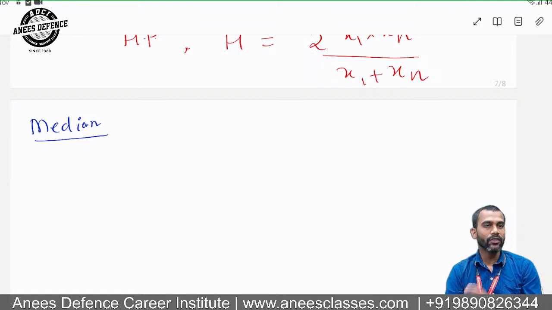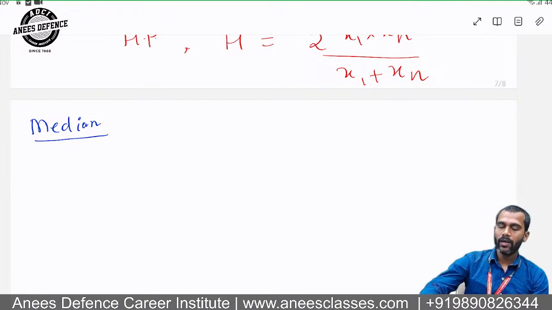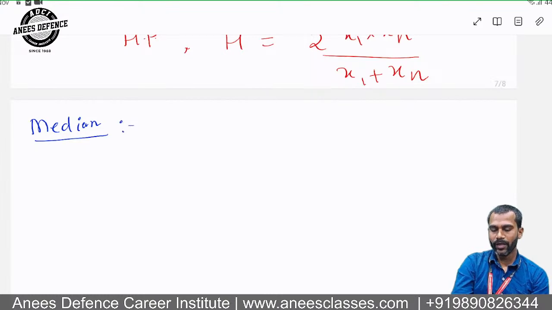If the middle two values are the same, that is sufficient. Yes or no? If 2 and 2, what is the arithmetic mean of 2 and 2? 2 only. So this statement is not always true. Yes or no? Okay. And see, so what is the median? What is the meaning of median? Tell me.